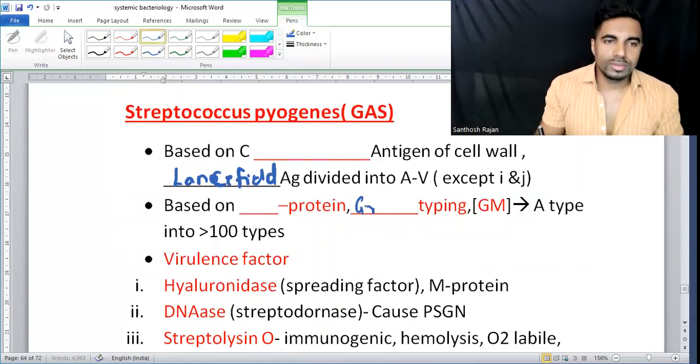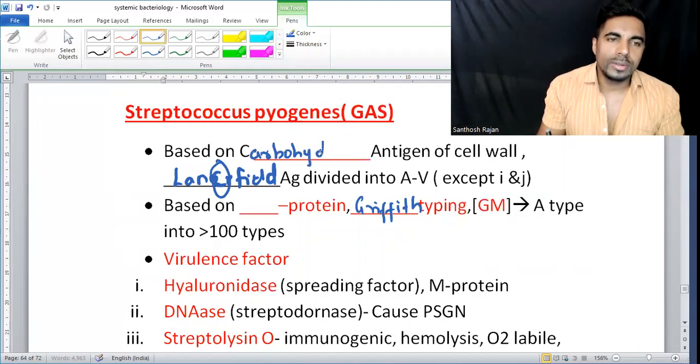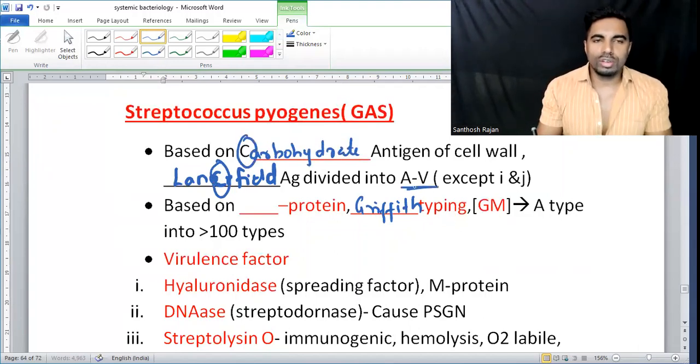The other one is Griffith. How to remember? Lancefield is C, so it's based on carbohydrate. Based on the carbohydrate antigen, we are classifying it from A to V, except I and J. Okay, carbohydrate, C for C.